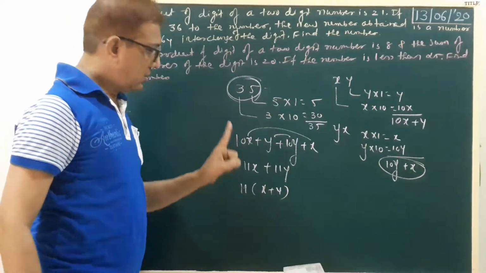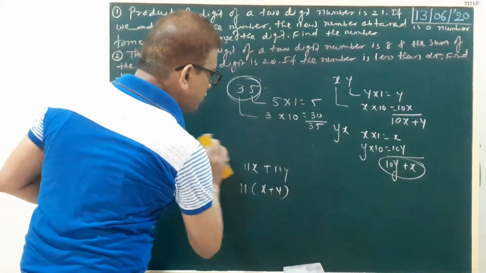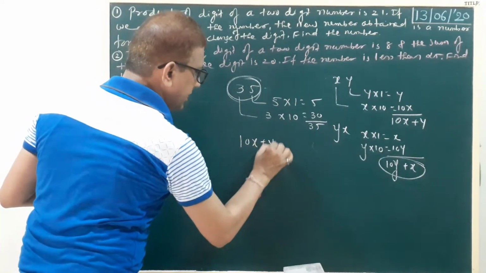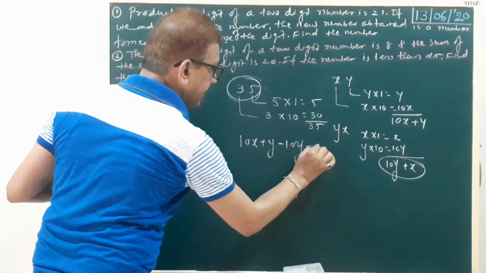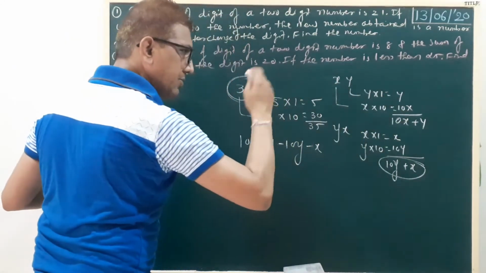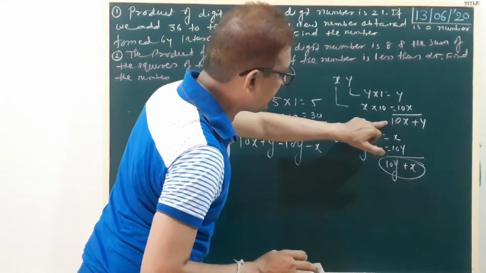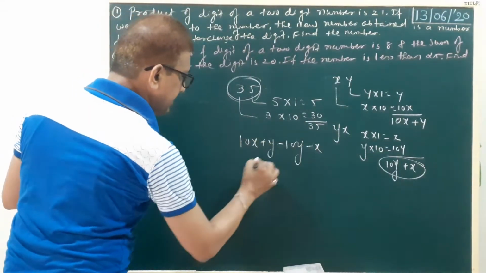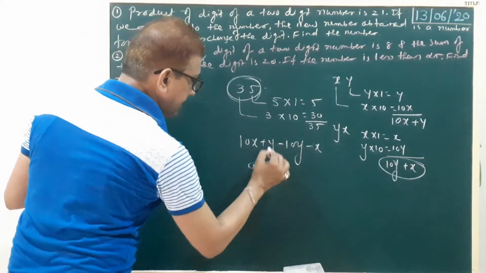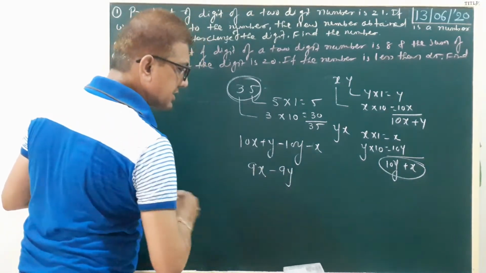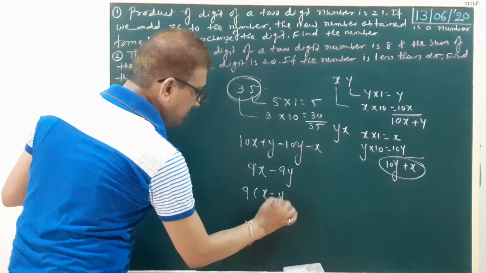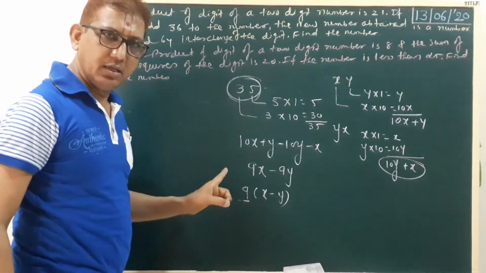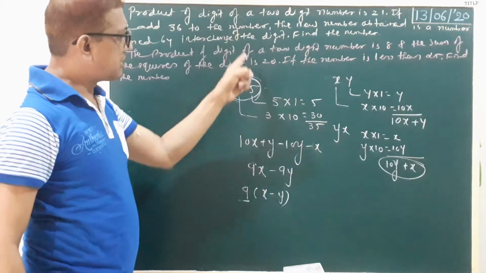Remember this. Now subtract these two numbers: 10x plus y minus 10y minus x. Here we do not assume which one is bigger or smaller, so you can subtract either way. 10x minus x is 9x, and 10y minus y is 9y, so 9x minus 9y. Now 9 is common, so it is always divisible by 9. Is that clear? So this is important for these two sums.